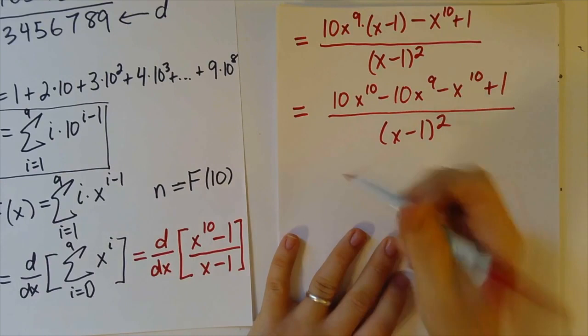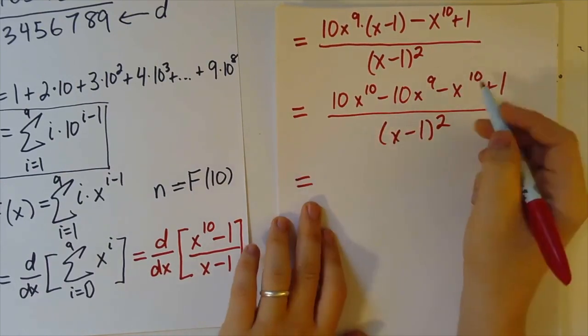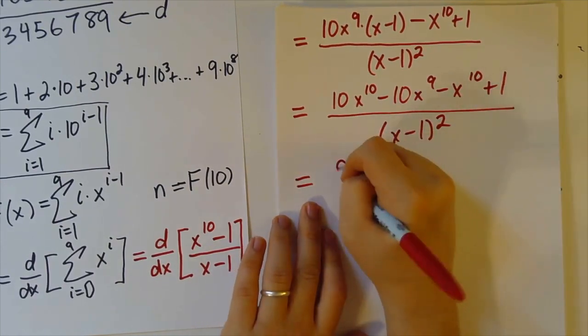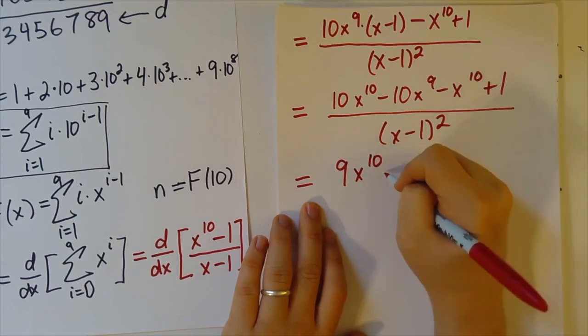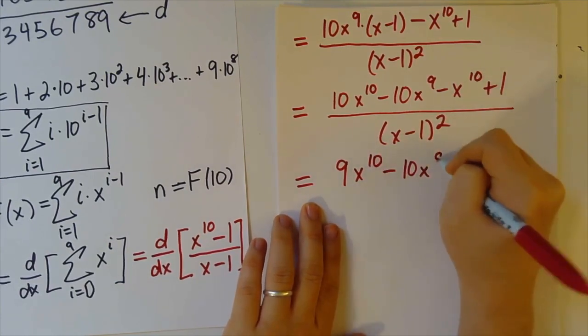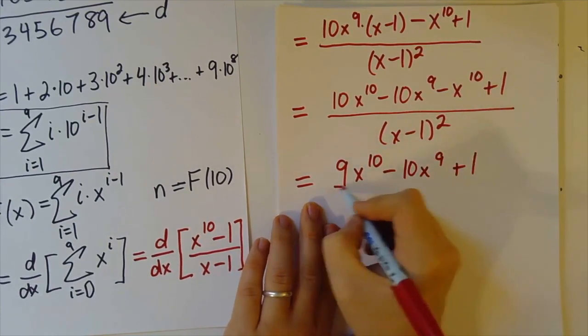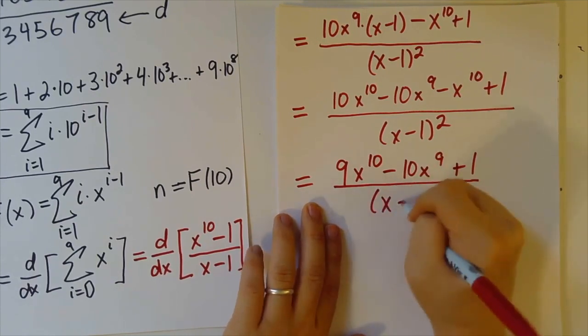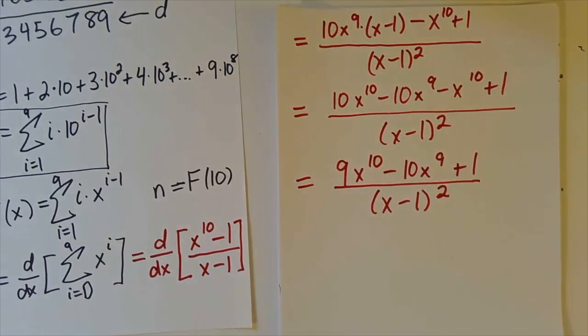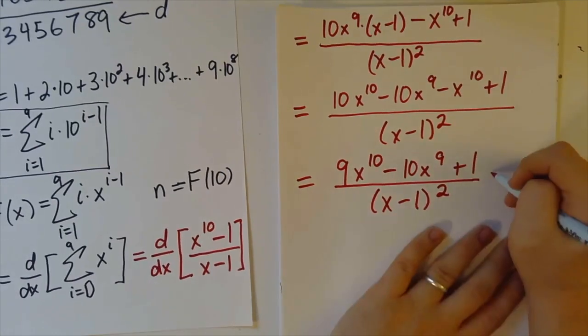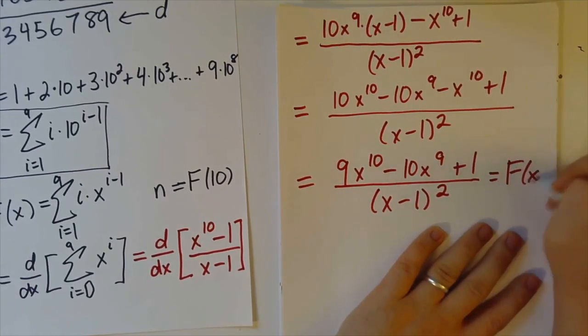And I can go ahead and merge those terms. So there will be a 9x to the 10th minus 10x to the 9th plus 1, all divided by x minus 1 squared. Okay, and this, again, is our f of x.